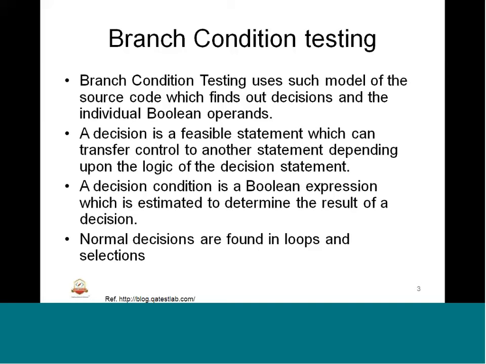Okay. The next one is about modified condition testing. So what does modified condition testing do? Modified condition decision testing uses a model of the source code which recognizes decisions, outcomes, and the individual Boolean operands within the decision conditions. Here, additionally, outcomes are also very important. That means the output. So, what sort of outputs does the spec or the function expect? Based on the need of that, we are going to test it.